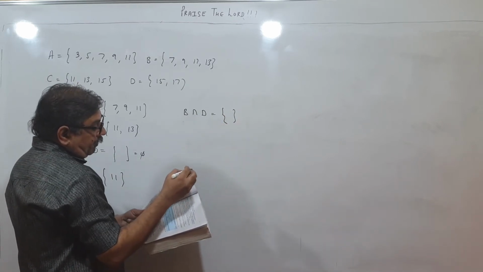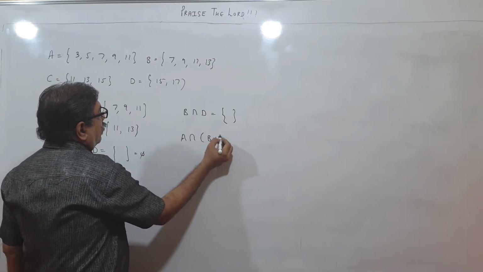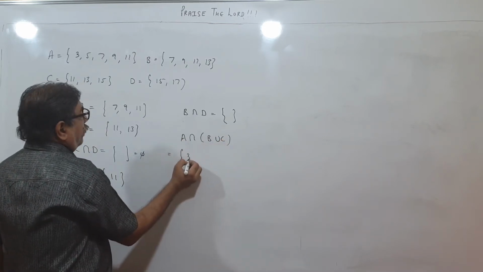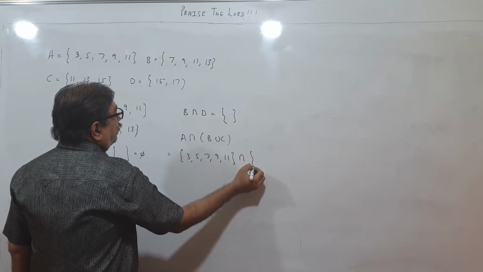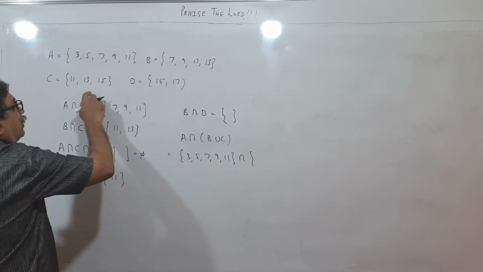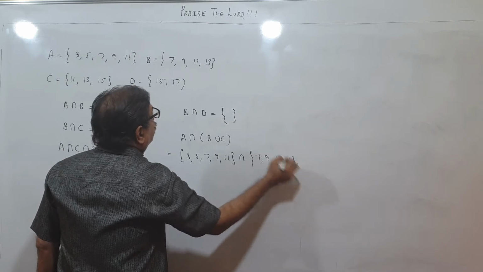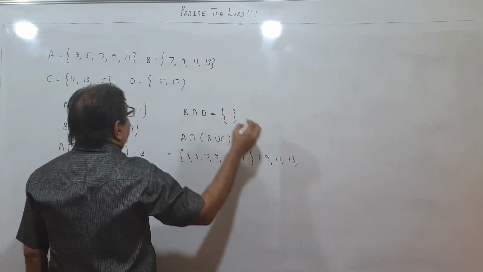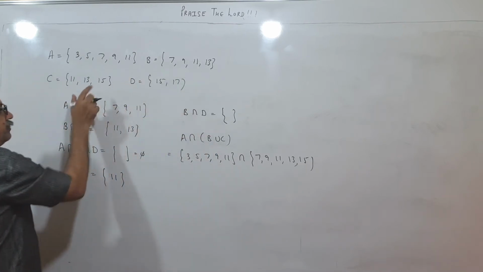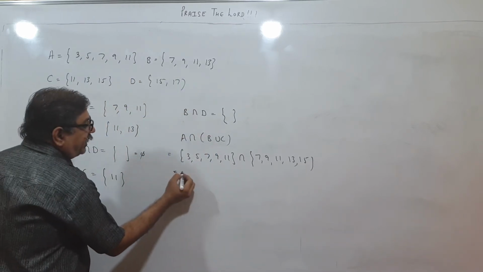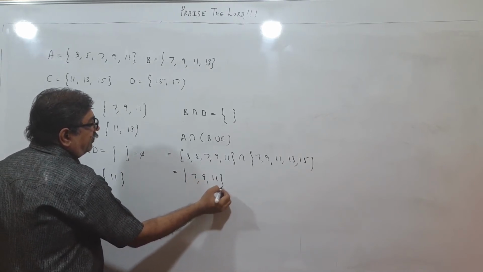Then A intersection B union C. A means 3, 5, 7, 9, 11. Intersection B union C. B union C, unite them: 7, 9, 11, 13, and 11 and 15. Now their intersection, anything common? 3 is not there, 7 is there, 9 is there and 11 is there.